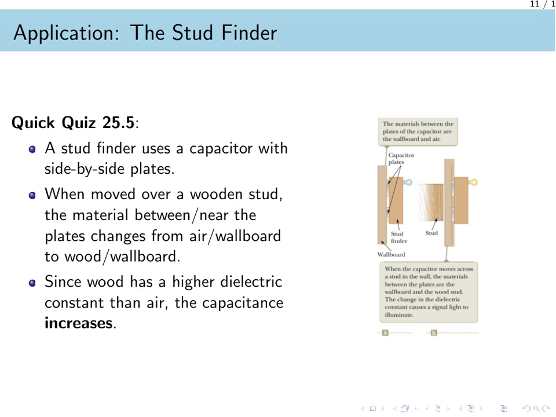Since wood has a significantly higher dielectric constant than air, the overall capacitance of the sensing device increases. This sudden change in the dielectric constant triggers an internal circuit that causes a signal light to illuminate, indicating the exact location of the stud.